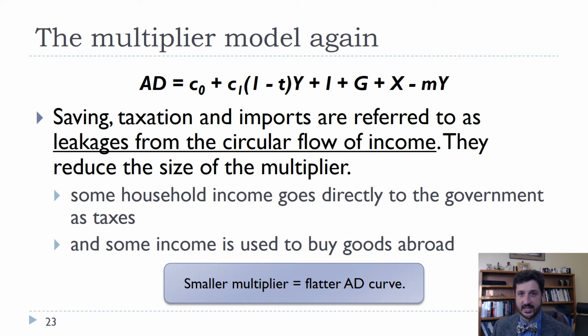So saving, taxation, and imports are all things that can cause spending to leak out of our circular flow diagram, right? So if taxes are high, that money goes to the government, and so it doesn't get spent. If imports are high, then that money gets sent to other countries, right? And so that doesn't get spent. It gets spent in those other countries. And so those things can all reduce the size of the multiplier. Higher taxes, higher imports, that can all reduce the size of the multiplier. And if there's a smaller multiplier, that means we have a flatter aggregate demand curve, right? And so with a flatter aggregate demand curve, we won't get quite as many shocks.